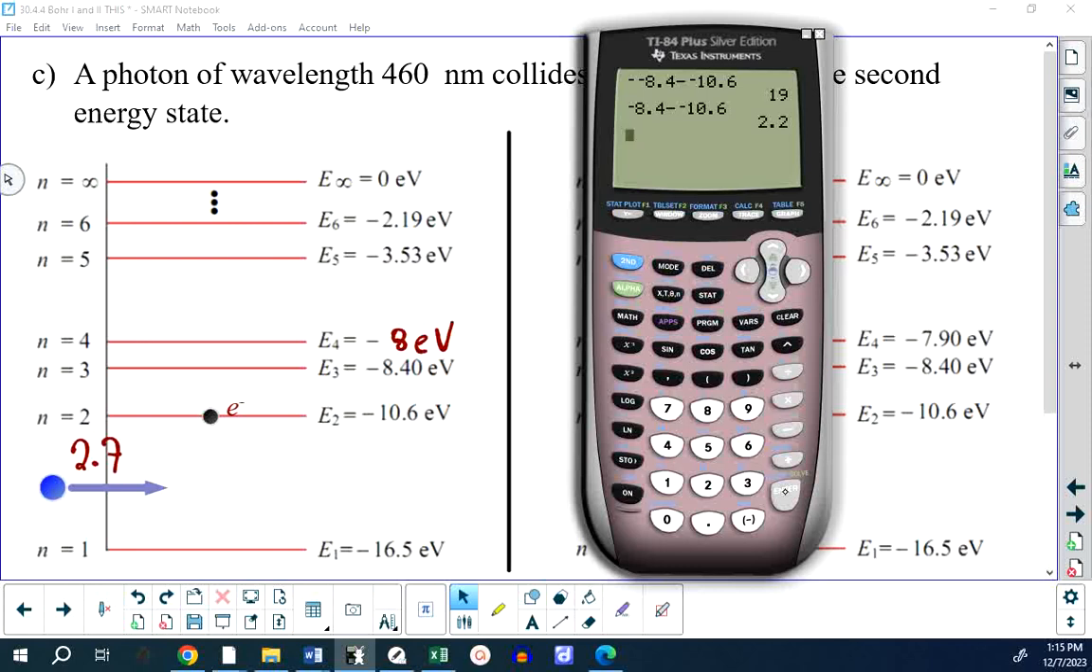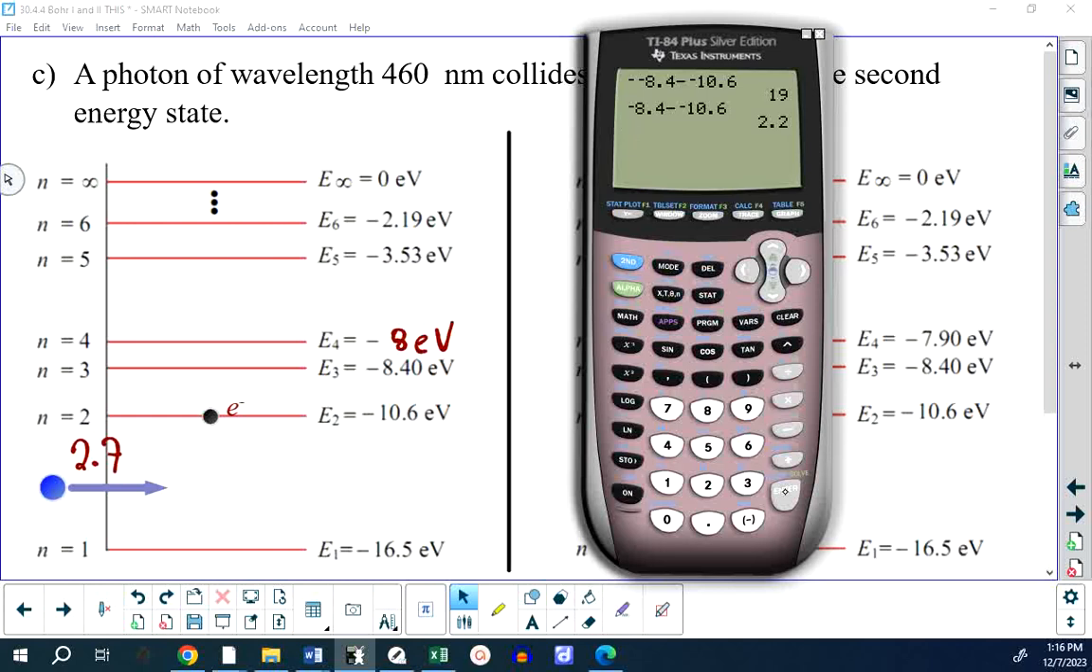Does this photon have enough energy to cause that to happen? How many of you understand there's something wrong with my question? What's wrong with that question? It has to be an exact value for the photon because the photon will either be absorbed or not.